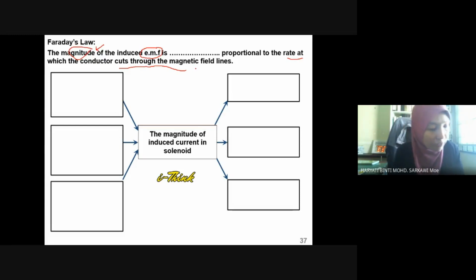Correct. That is correct. What affects the rate of change of the magnetic flux? Number one is the relative motion just now, the speed of the relative motion. Number two, the strength of the magnet.